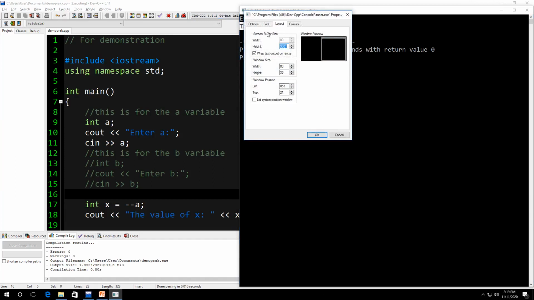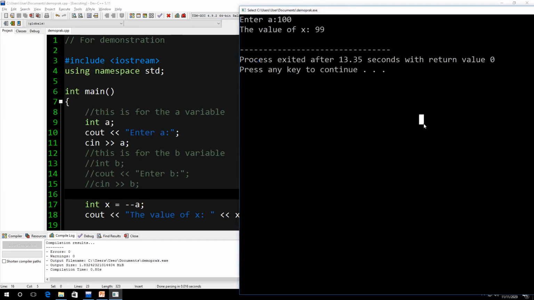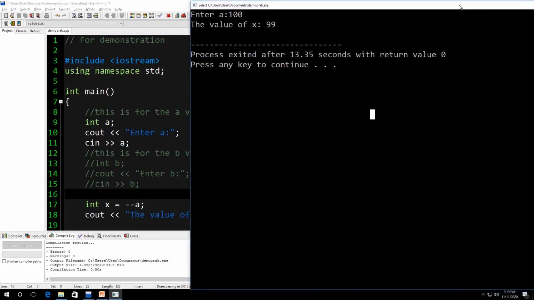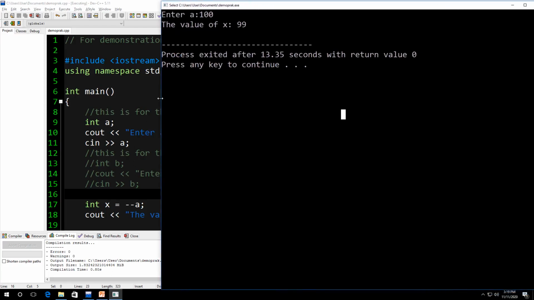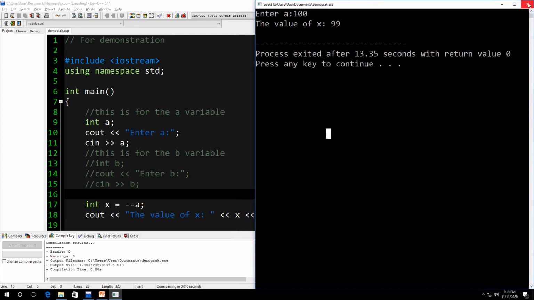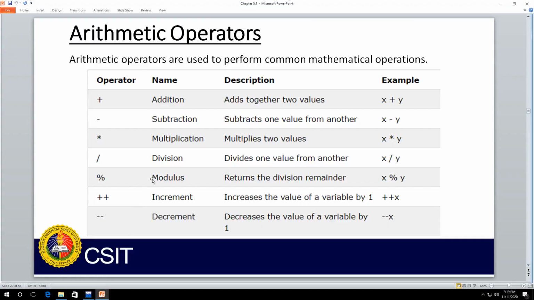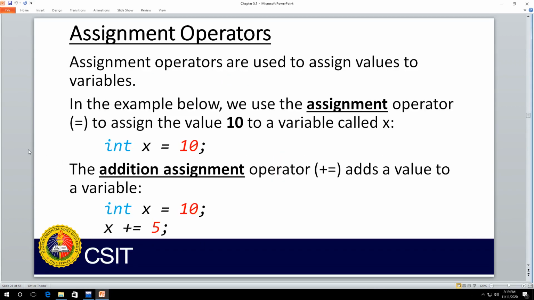Let's make that font 36. Okay. So that's the increment and decrement of a number under arithmetic operators. So we go to assignment operator.